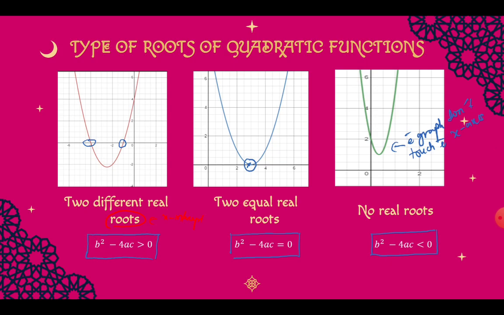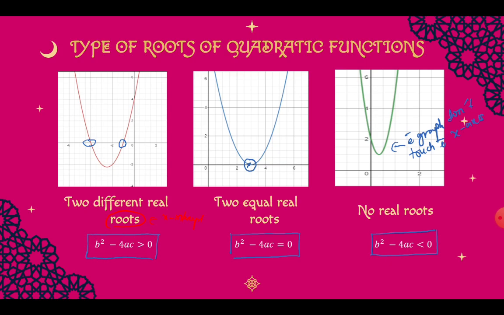And how about the graph? The graph must touch the x-axis at 2 points. Okay, the second one, 2 equal real roots. How about the discriminant? The discriminant must be equal to 0. So the hint is equal. Both the name of the type of the roots and the discriminant must be equal.